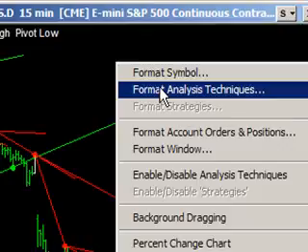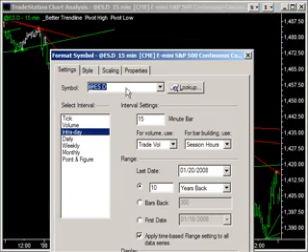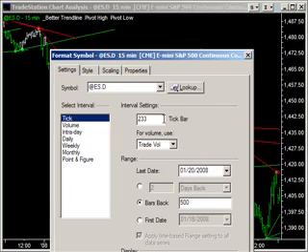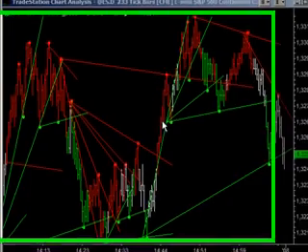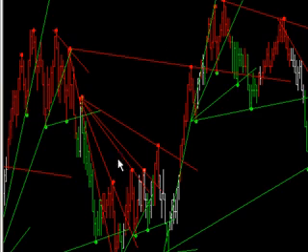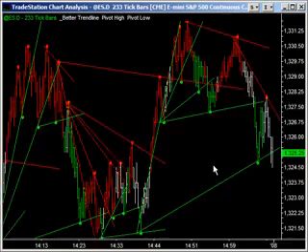I also like looking at these on a tick bar basis. So the smallest time frame that I look at is a 233 tick bar. So again, just looking at that, we can see how we get a congestion zone here breaking up, congestion zone breaking, and so on and so on.